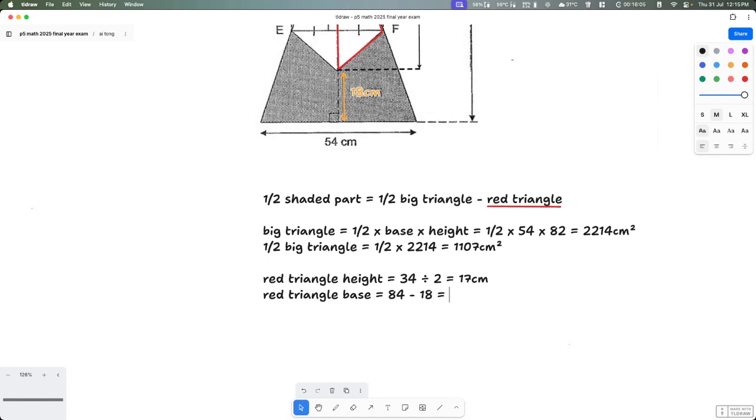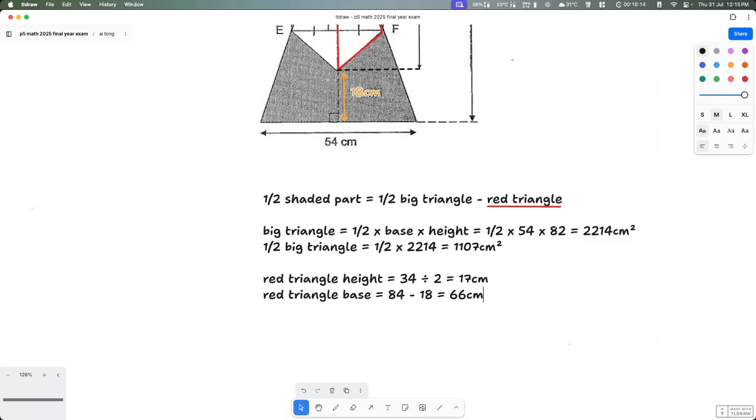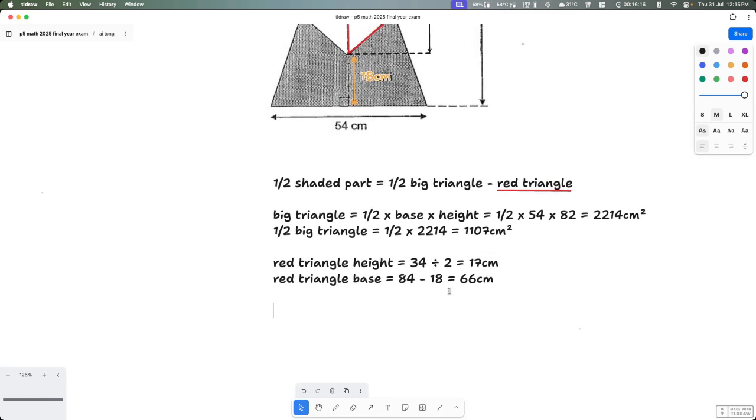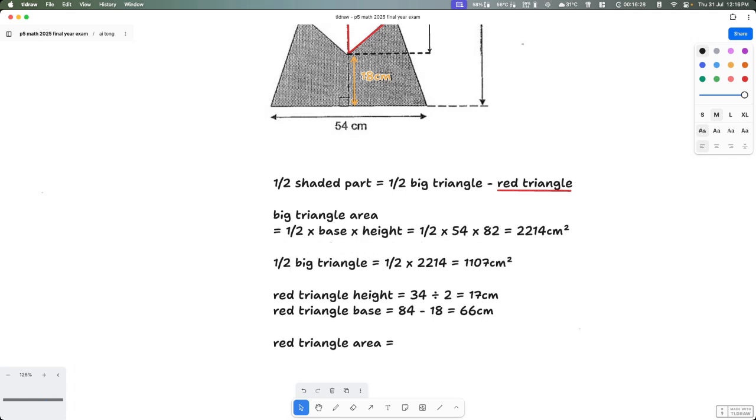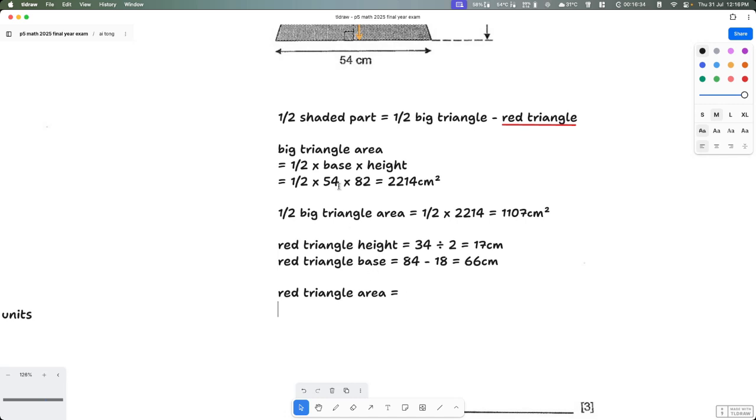It's equal to, I think this is 66, right? So let's double confirm. 84 minus 18 is equal to 66. Okay, 66 centimeter. So now we know that the red triangle area is half base times height. Let me just make this a little bit easier to see. Okay, so I'm going to remove this. And what's the base? In this case, the base is 66 and the height is 17, right?